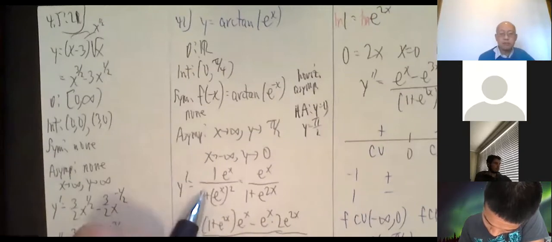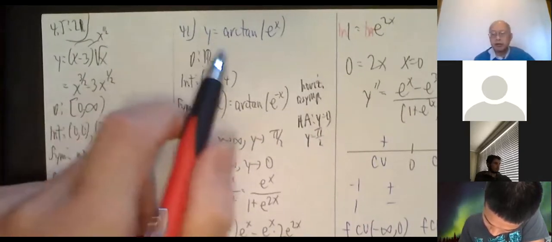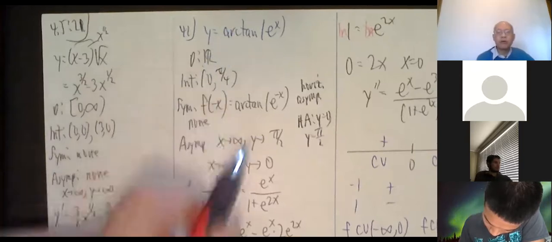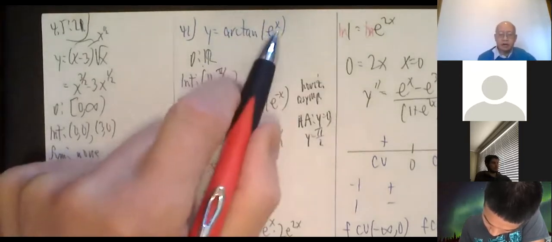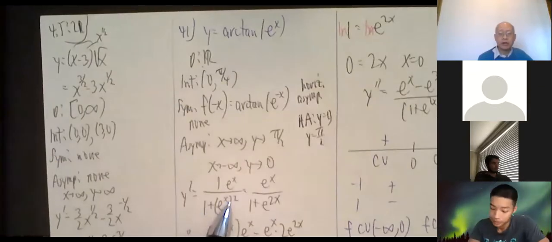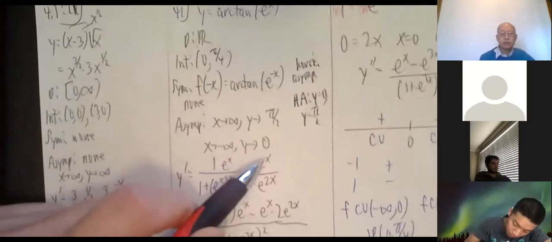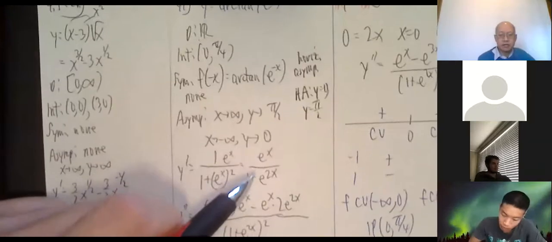So here we go. Take the derivative. How do I take the derivative of arctan? You go 1 over 1 plus this thing squared, you might recall. So 1 over 1 plus e to the x squared times e to the x by the chain rule. That's e to the x over 1 plus e to the 2x.